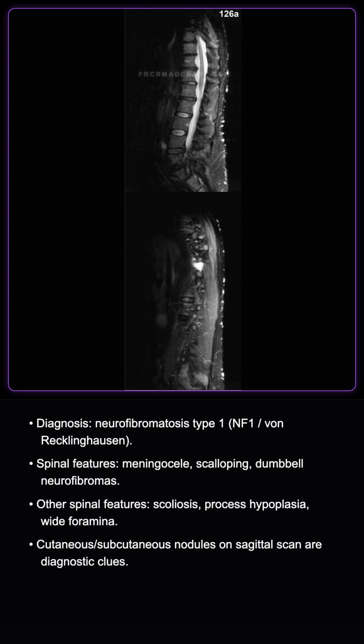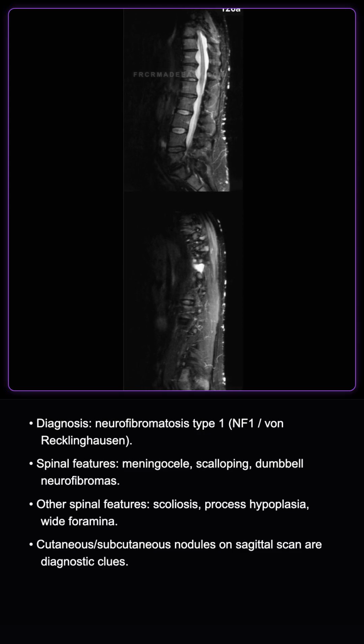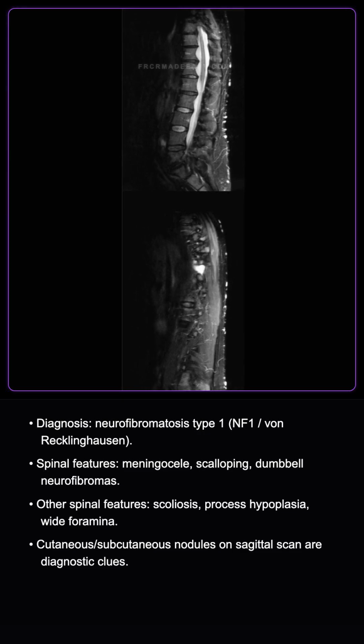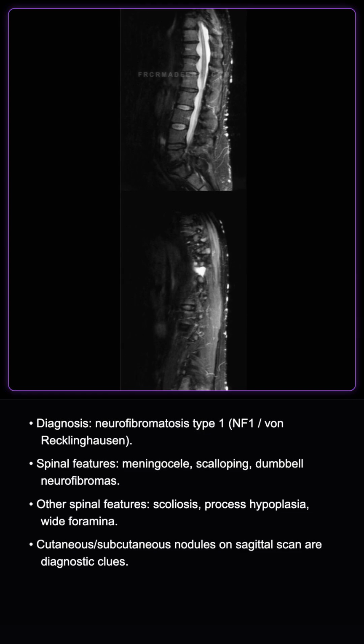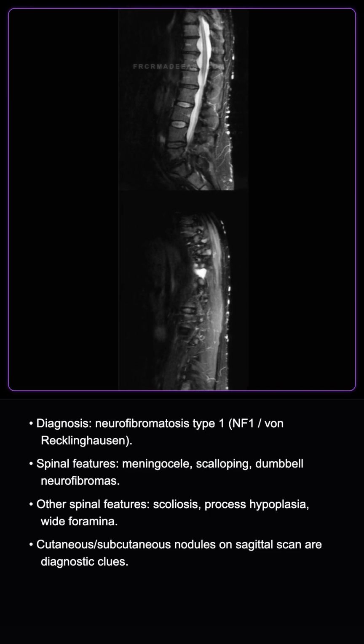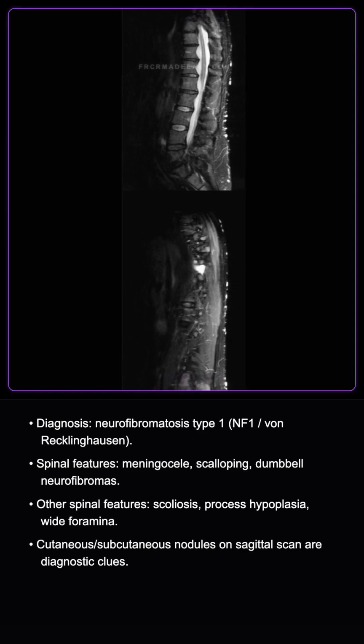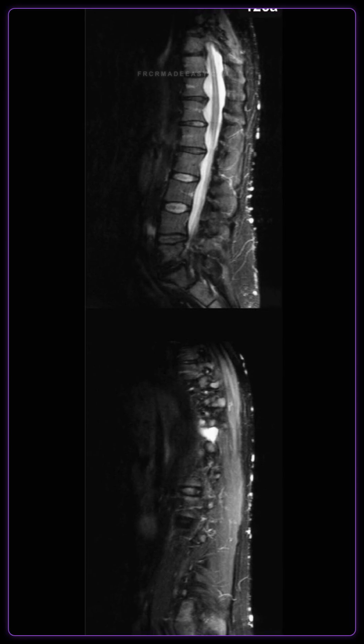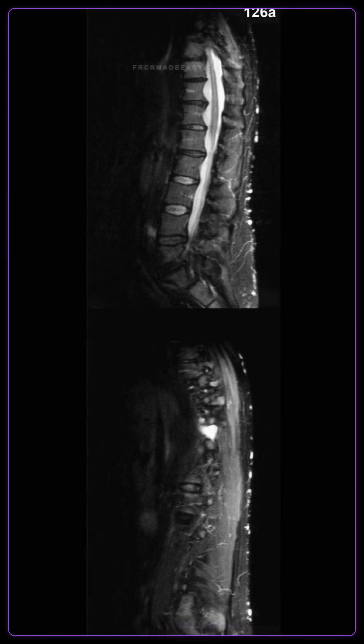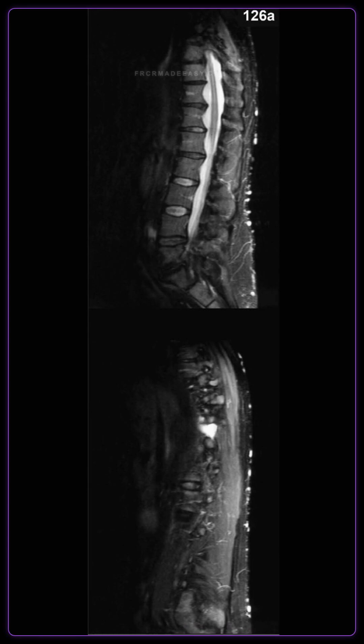Additional features include kyphosis, scoliosis, hypoplasia of the pedicles, transverse or spinous processes, and enlargement of the intervertebral foramina. The presence of multiple cutaneous and subcutaneous neurofibromas, visible on sagittal imaging, is a helpful diagnostic clue. How do you radiologically differentiate a lateral thoracic meningocele from a dumbbell-shaped neurofibroma on MRI?